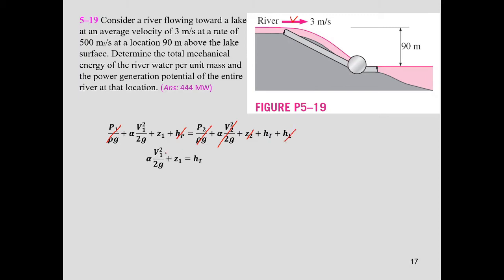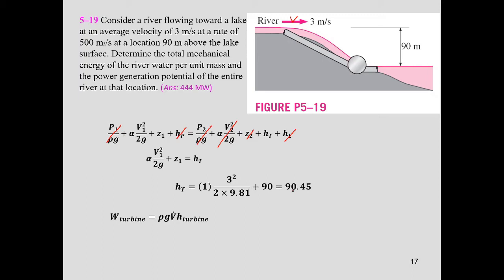So the equation becomes alpha V1 squared over 2g plus Z1 equal to H turbine. Alpha is 1 because there is no information about alpha in this problem, so you can consider alpha equal to 1. V1 squared is 3 meters per second squared over 2 times 9.81, plus Z1, plus 90. You get that H turbine becomes 90.45.